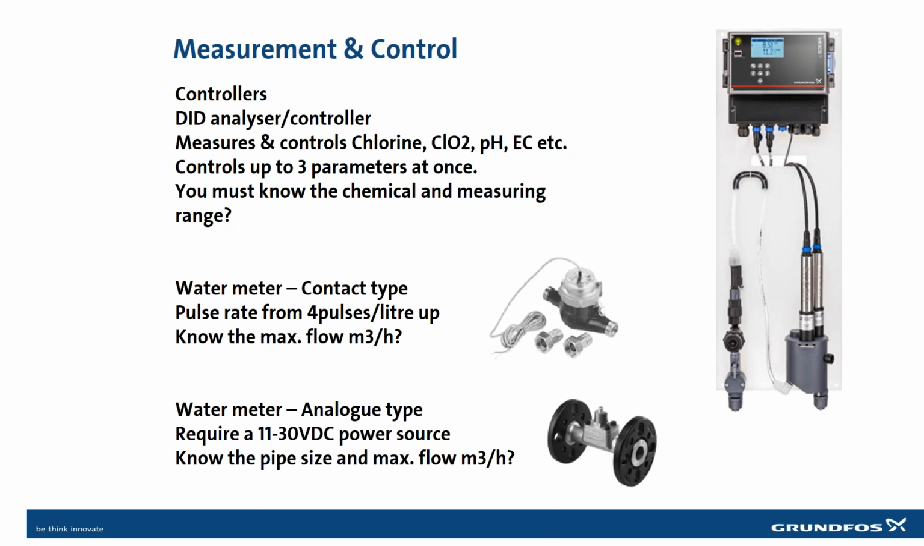And also water meters with analog type. Grundfos can offer analog type, or ones with 4 to 20 milliamp output. These require an 11 to 30 volt DC power source, and this power source can come direct from the DID controller. There are terminals in there to link up the power source of the analog water meter to this one. Again, you need to know the pipe size and the maximum water flow in cubic meters per hour you're going to need to read to be able to size the right water meter for the job.